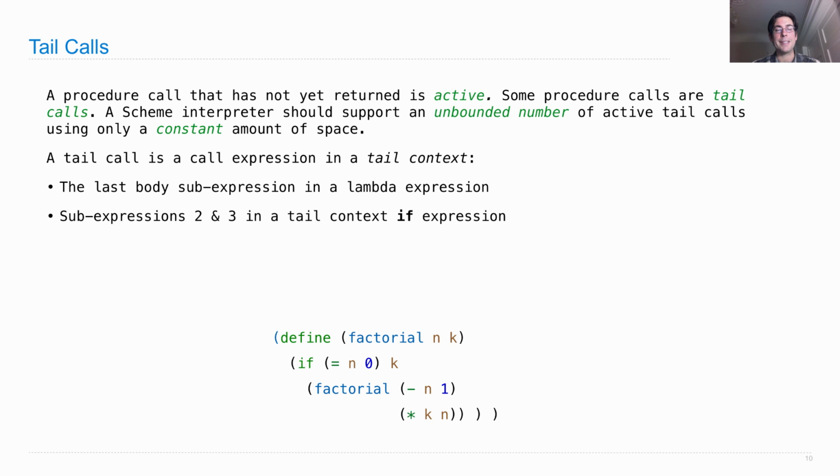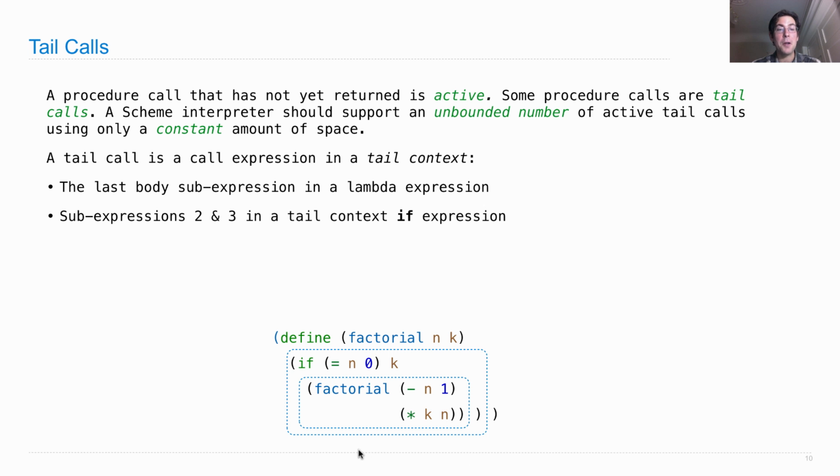So let's look at this factorial definition. The last body sub-expression in the definition of factorial is this whole thing, which is an if expression. So this if expression is in a tail context, which means that its sub-expressions 2 and 3 are also in a tail context. That's this k here, and then this call to factorial here. So that's a tail context as well, and this is a call expression in a tail context, and so it's a tail call. So that's the kind of thing that should only require a constant amount of space, no matter how many times we call it over and over again.